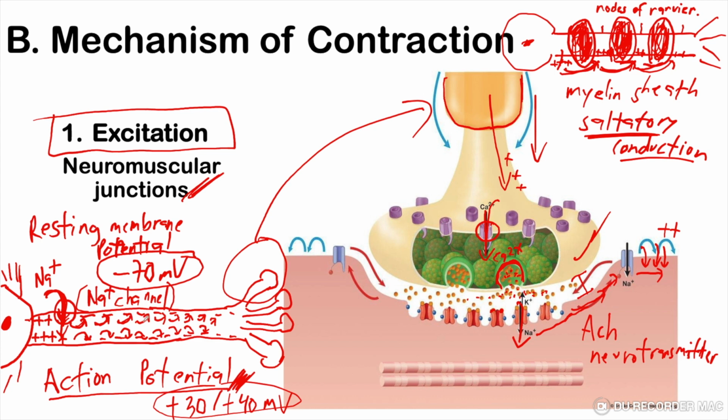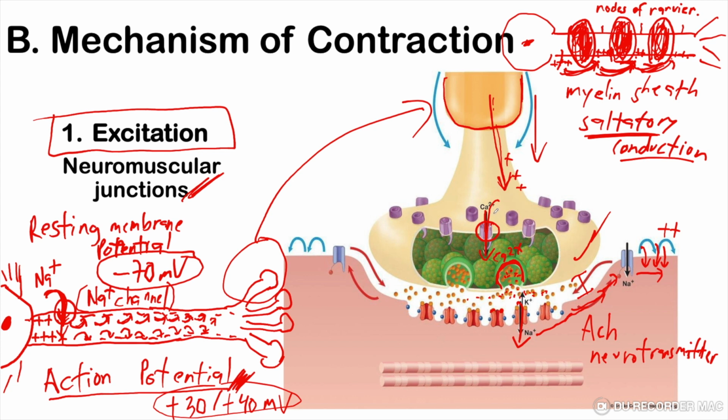And that signal will be transducted. But that signal will not be transducted like this. It will be transducted saltatorily. No? May saltatory conduction ka dyan. Nag-jump yung signal mo through those nodes of Ranvier until it reaches the terminal. No? The axon terminal.